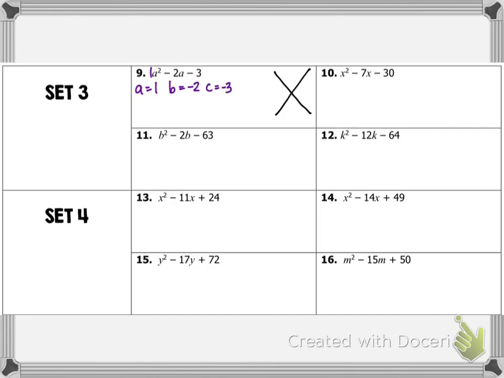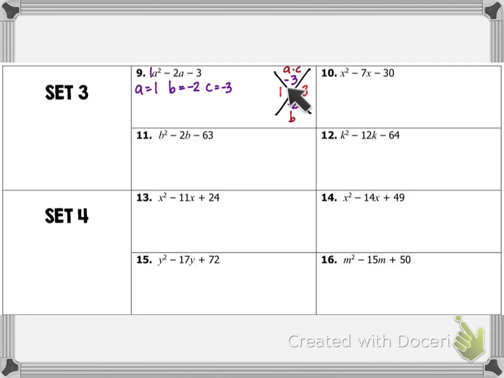But for all of them, we do the same steps. Notice we're still doing the same steps. So a times c is 1 times negative 3, so it's negative 3. And b is negative 2. Oh, I put the answer in too quick. Oh wait, no, that's not the answer. Okay, so we're trying to multiply to negative 3 and add to negative 2.